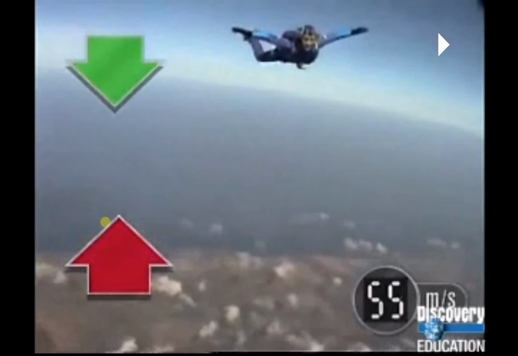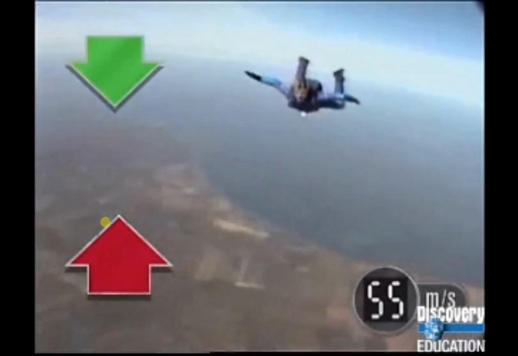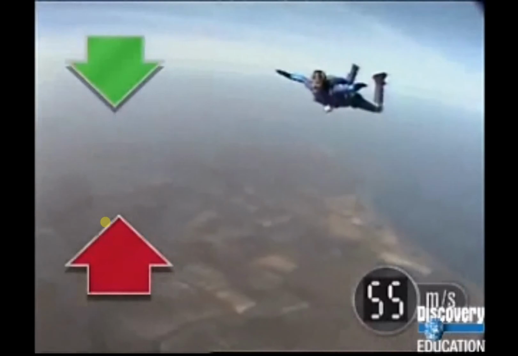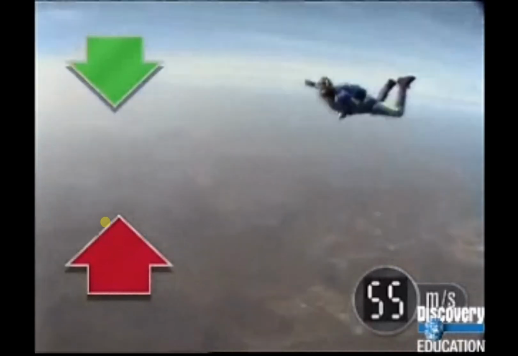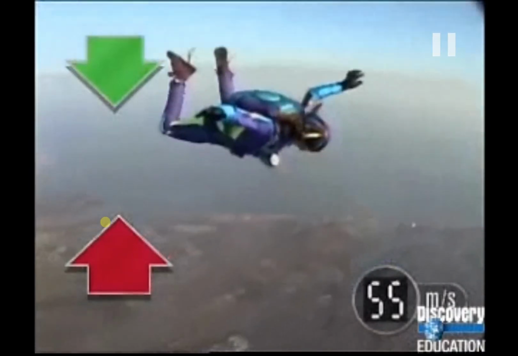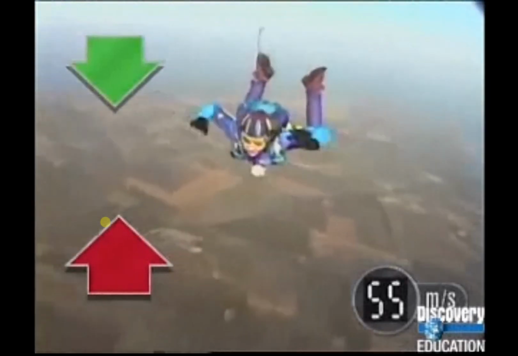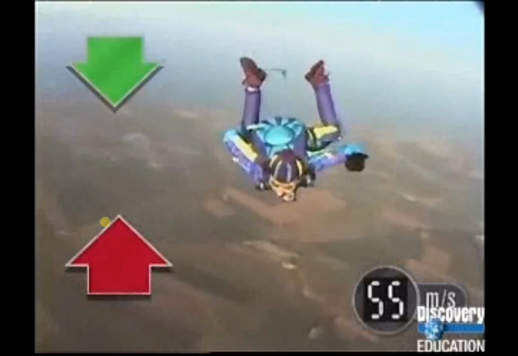Okay. Eventually, the upward force of the air equals the downward force of gravity. When forces are balanced, the speed remains constant. That doesn't mean she stopped falling. It means she stopped accelerating. Don't confuse acceleration and velocity. She's still doing a steady 55 meters per second, and hitting the ground at this speed isn't a good idea.